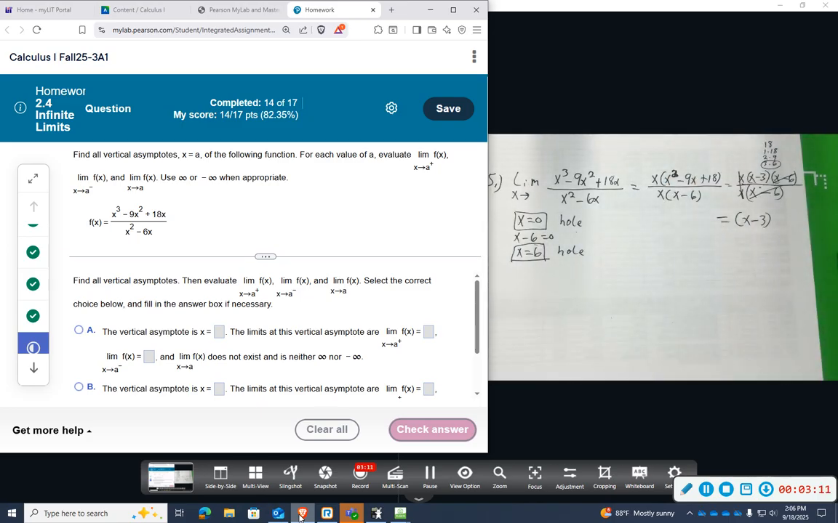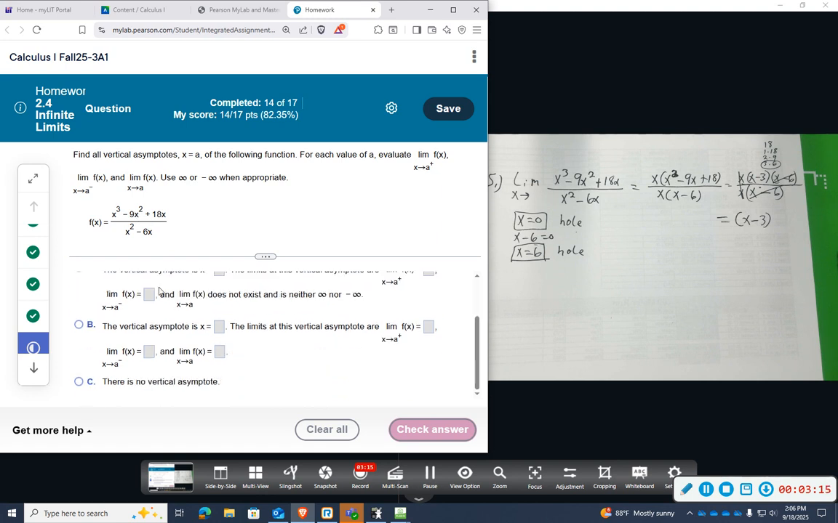So since we do not have vertical asymptotes, we don't have a value to evaluate the limit. And so option C, there is no vertical asymptote.